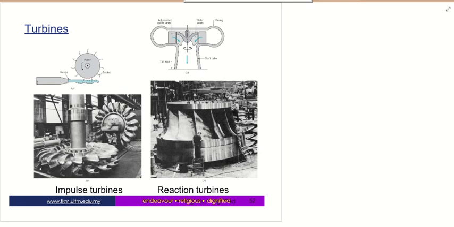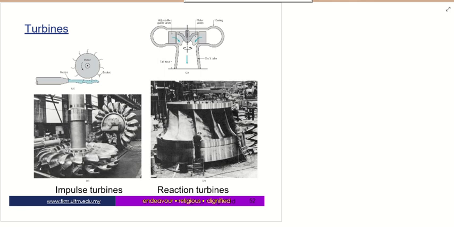Okay, this is the last part for chapter 4. In this last part, we will learn about turbine. Basically, as defined in the beginning of this chapter, a turbine is a device that extracts energy from a flowing fluid.